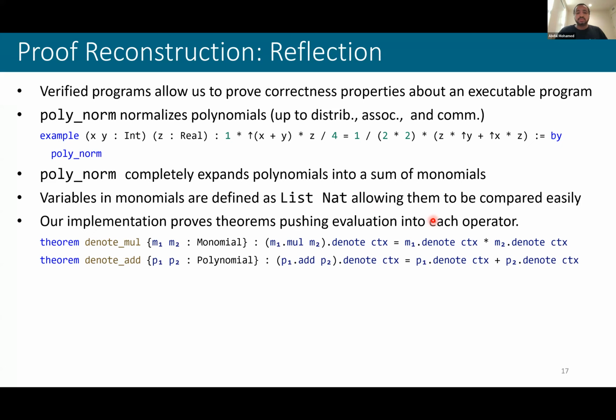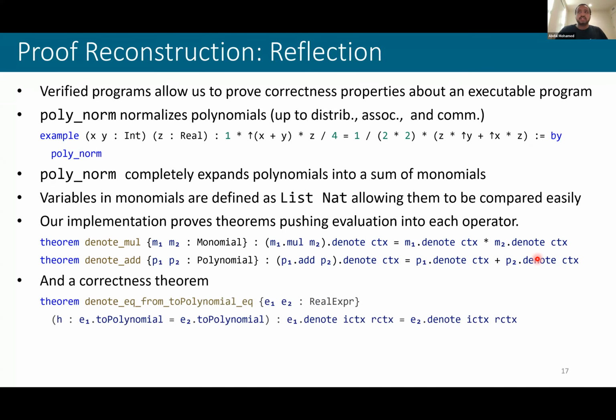And then we prove several correctness properties about normalization. For example, we can prove that multiplying two monomials is the same as interpreting the two monomials and then multiplying them together. Similarly for polynomials, adding two polynomials and then evaluating them is the same as evaluating each polynomial separately and then adding the results.